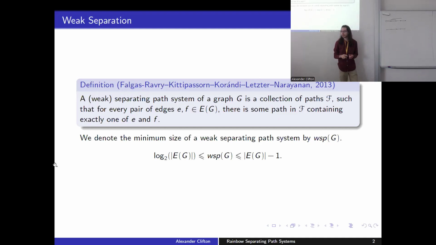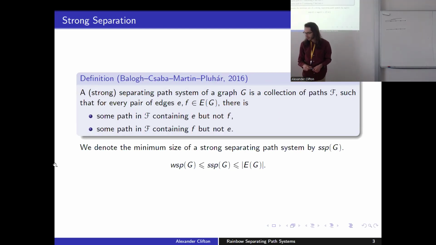So the lower bound that you get from this is going to be log base 2 of the number of edges, because if I have p paths, I only can have 2 to the p different signatures. And the upper bound is going to be the number of edges minus 1, right? I could just give each of these edges their own one-edge path, and then the last one doesn't even need one. That would automatically be distinguished. If I know that I'm in none of the first few paths, then I have to be the edge that's in none of them. And then our other notion of separation is strong separation.